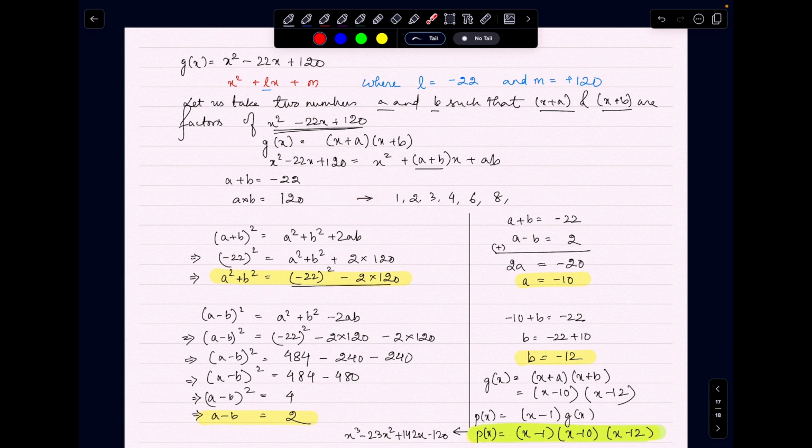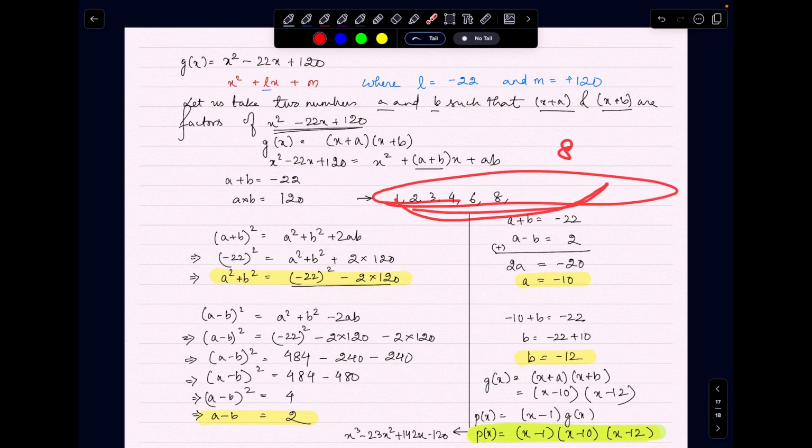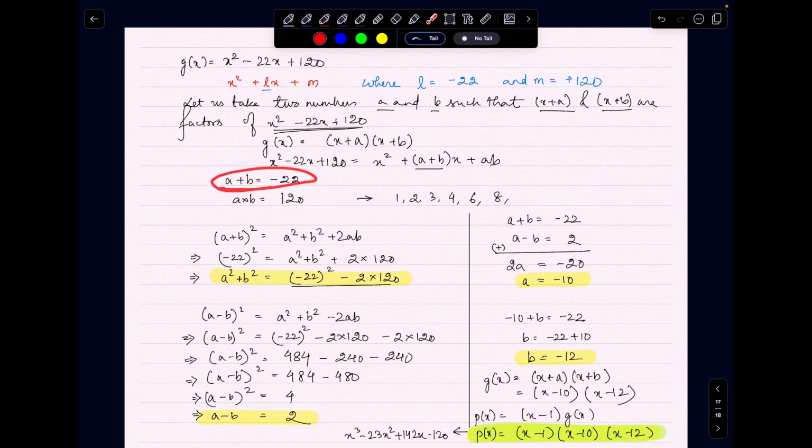Splitting the term, we were going for factors. Here also, 120 needs the same 16 factors. From those factors you make pairs, so you get 8 pairs. For those 8 pairs you have to check whether the first equation, the addition equation, is validating or not. So this is a hectic process.